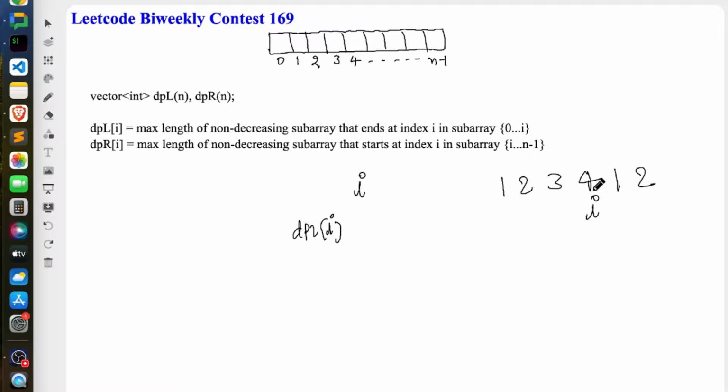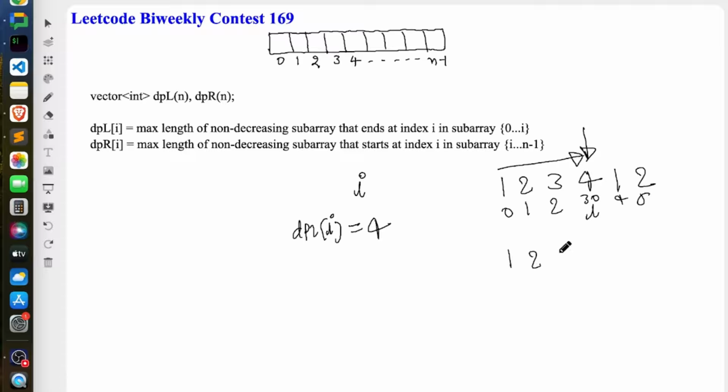If you see here, this is my I, and in the subarray 0 to I, right? So this is my index 0 1 2, again this is 3, this is 4, and this is 5. So let's say this is my I. I want to find out what is dpl of I. dpl of I is nothing but the maximum length of non-decreasing subarray that ends at index I in the subarray 0 to I. See, what is your dpl of I? That is nothing but 4. 1 2 3 and 4, right? It's completely non-decreasing.